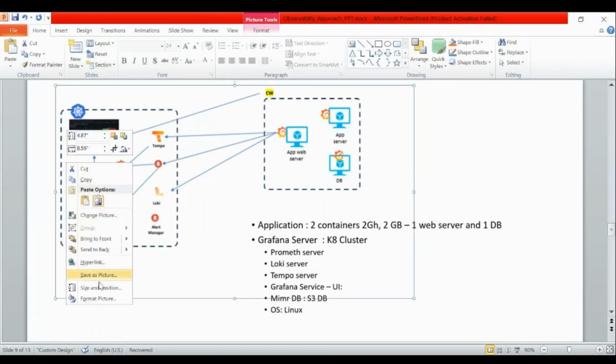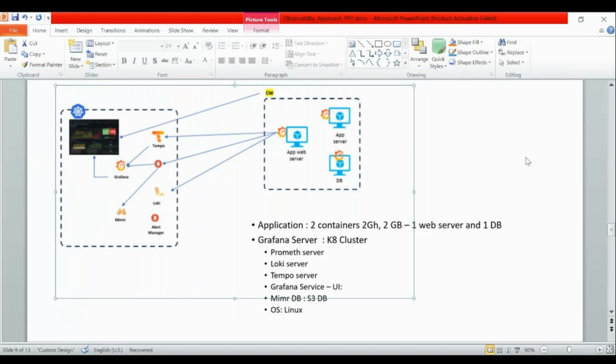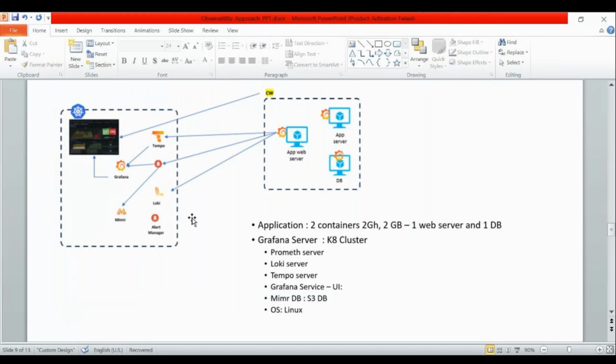So this is the high level architecture. This is a client environment where I'm having one app server, one web server, and one database, and this is a Kubernetes, where my Grafana is running. And Tempo is running, and you need not install Tempo here.